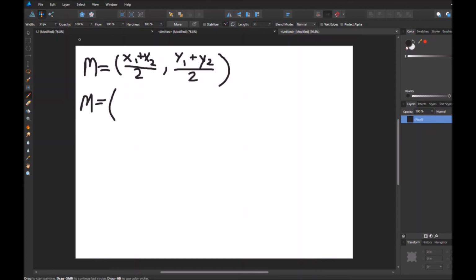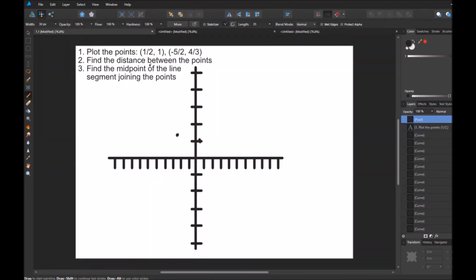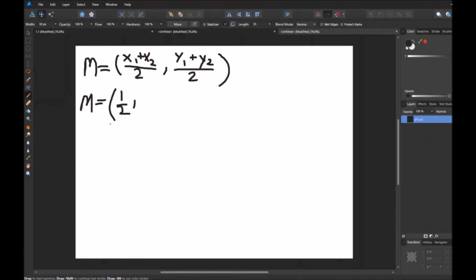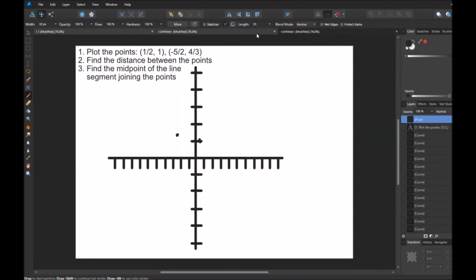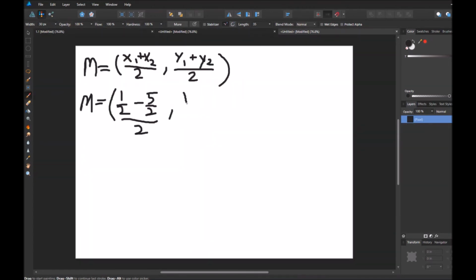we have x1, which is 1/2, plus x2, which is negative 5/2, and that's going to be over 2. And we're going to put the comma there. And y1 is 1. Or actually I'm going to write 3/3 because y2 is 4/3. And all of that over 2.